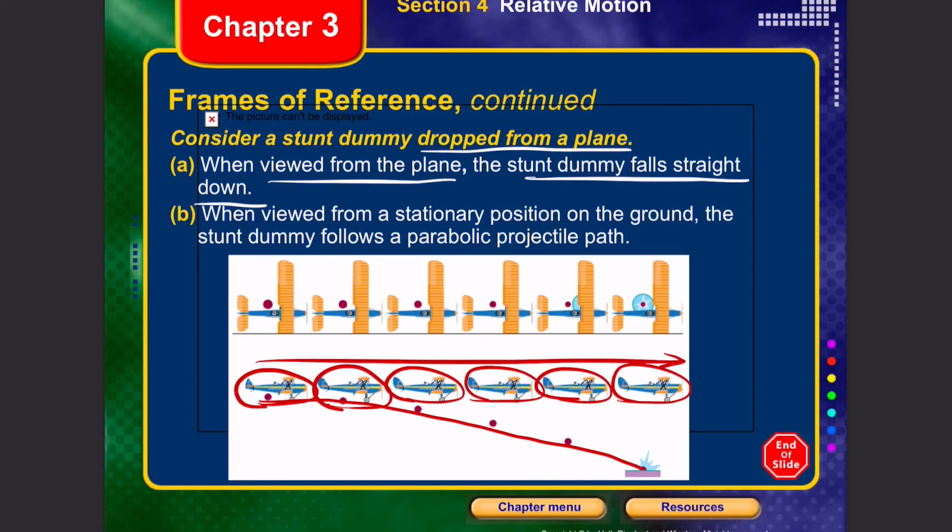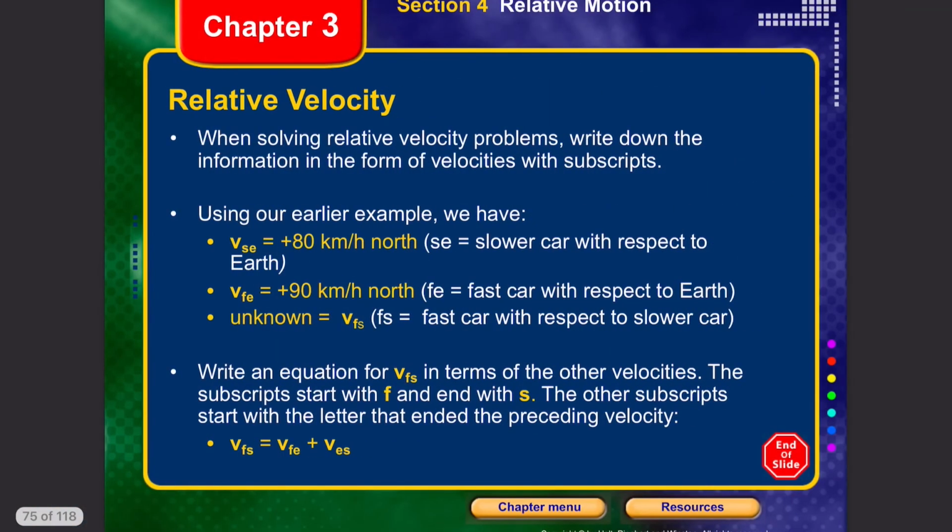The main reason the dummy does not keep traveling is because the plane is opposing gravity, but the stunt dummy is not opposing gravity. That's why it falls to the ground. But in terms of the vertical direction, you're traveling at the same intervals of time. You're not changing the intervals of time horizontally. So that here is the example of relative motion.